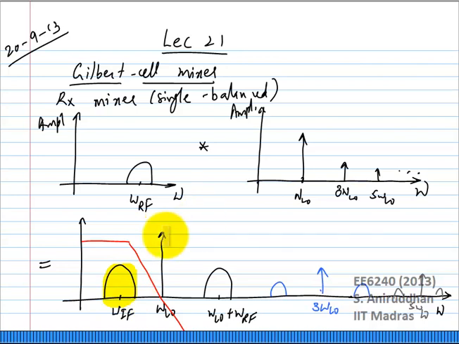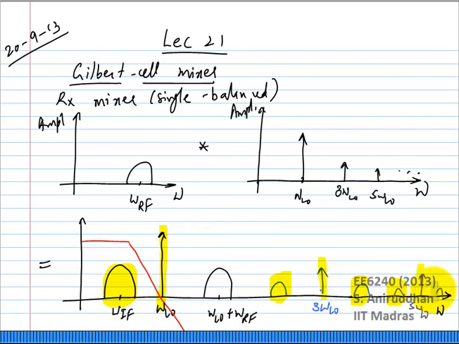If you have a single balance mixer, you can get components at LO, 3LO, 5LO and so on. If you have a double balance mixer, you can actually get rid of those components. Apart from that, you also have the RF signal mixing with the 3 omega LO and 5 omega LO and so on to give you further mixing products, right? So if you really want to remove all of these in your output, you will have to put in a very nice filter.